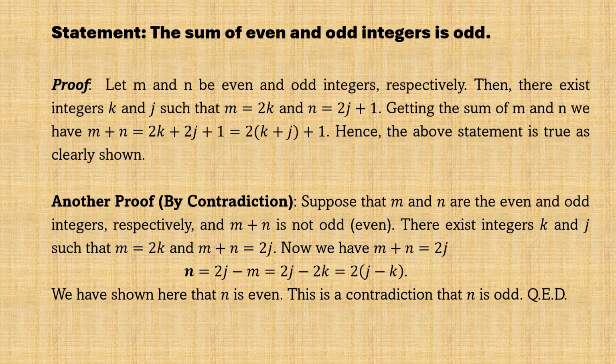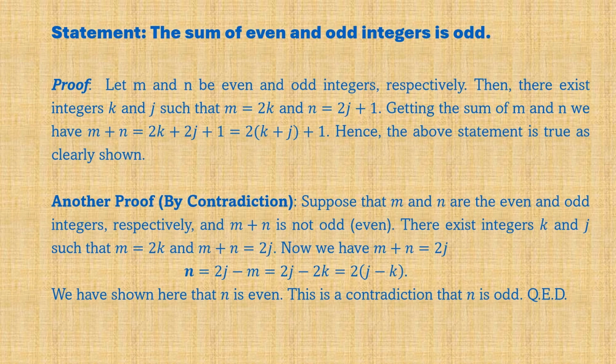Solving for n in this equation, we get n equals 2j minus m. Since m is equal to 2k, we get 2j minus 2k. By monomial factoring, we have 2 times the difference of j minus k. We have shown here that n is even. This is a contradiction, since n is odd. QED, or end of the proof.